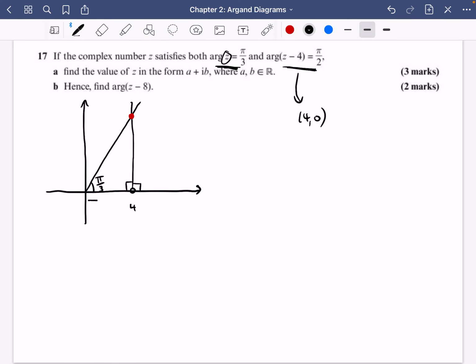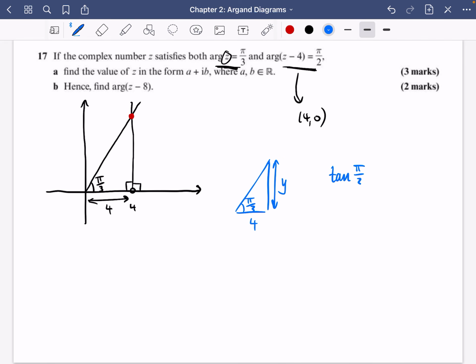Now, we know that distance is 4, so maybe it's going to be handy if we draw ourselves another triangle. That's pi over 3, that's 4. Well, if I want to figure out what that coordinate is, that red one, all I really need to do is find out the length of this line here. I'm going to call it y. It's obviously going in the y direction.